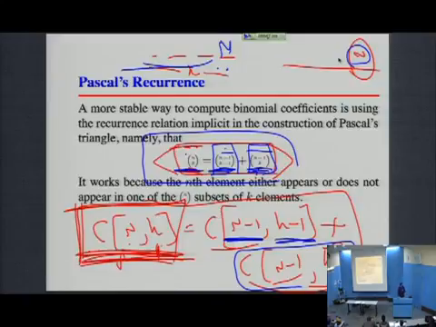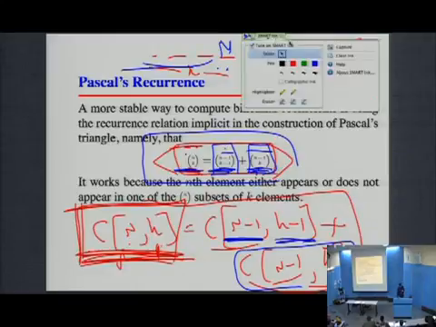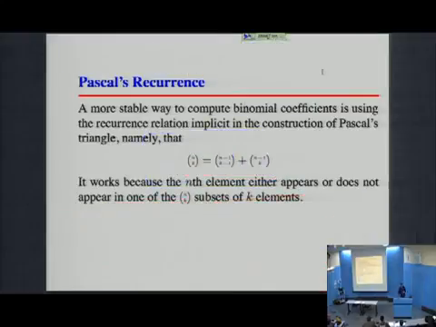How many people see why this recurrence relation computes n choose k? Any questions about that? A question like, I don't see why it computes n choose k, is a good question. Any questions? Okay. So how can we now use this recurrence relation to efficiently compute the binomial n choose k?